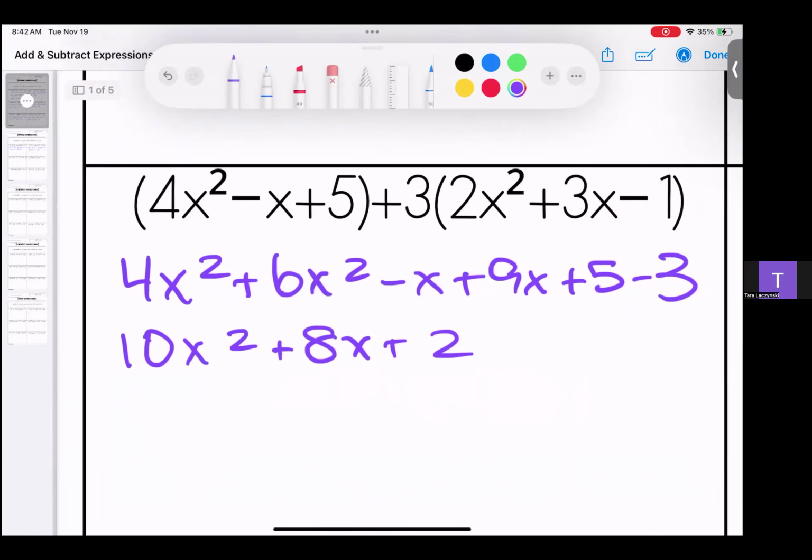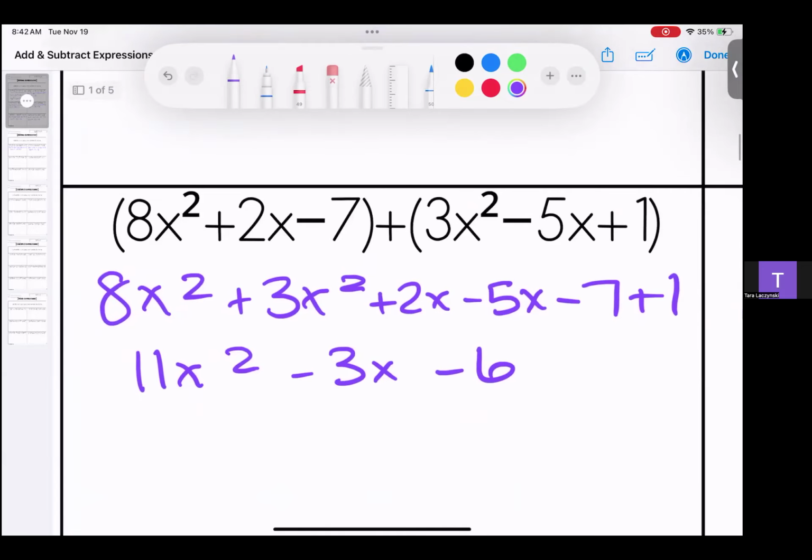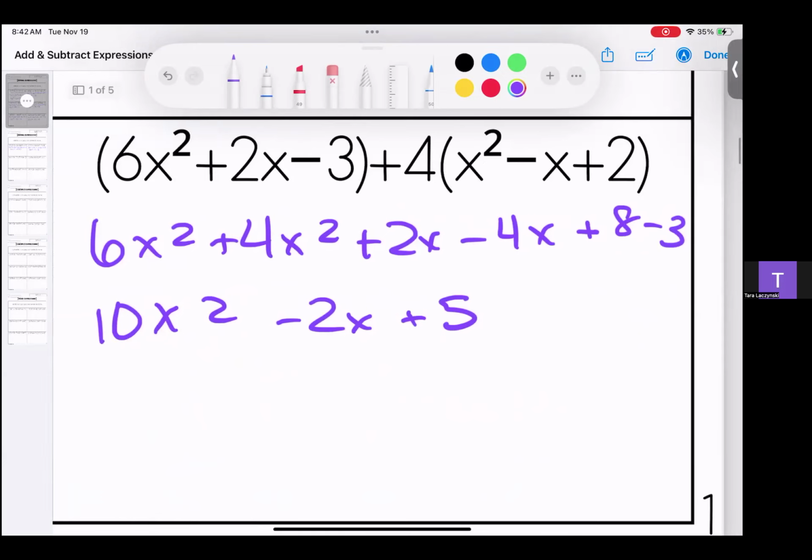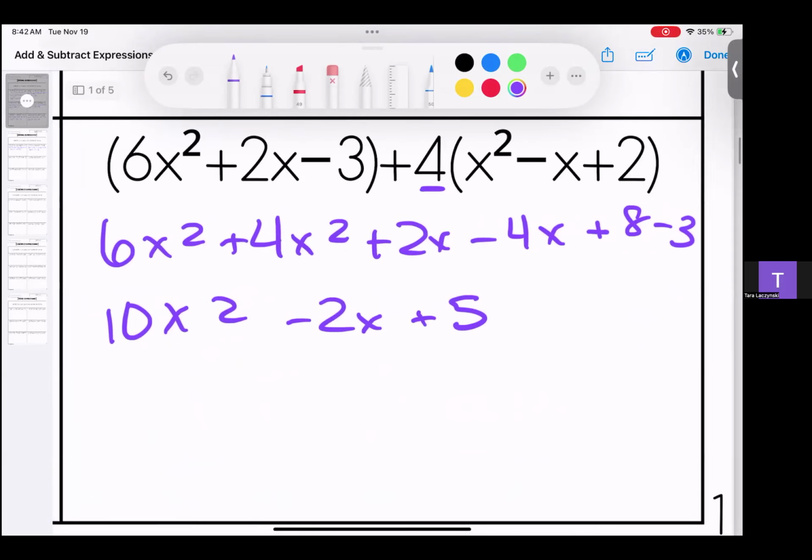Over here, 3 gets shared, so we end up with 6x squared, 9x, and negative 3. 4 and 6 is 10x squared, 9x minus x is 8x, and then 5 minus 3 is 2. Coming down here, nothing to share, so drop it. 8x squared and 3x squared is 11x squared. 2x and negative 5x opposite, subtract leaves us with negative 3x, and then negative 7 plus 1 leaves us with negative 6. Last one over here, 4 to share, so we get 4x squared minus 4x plus 8.